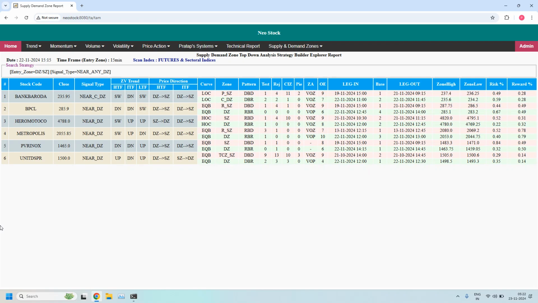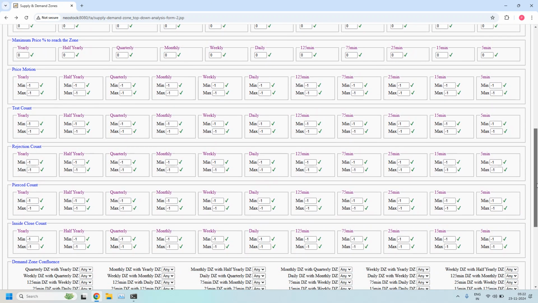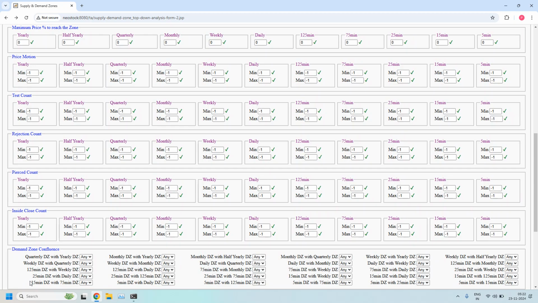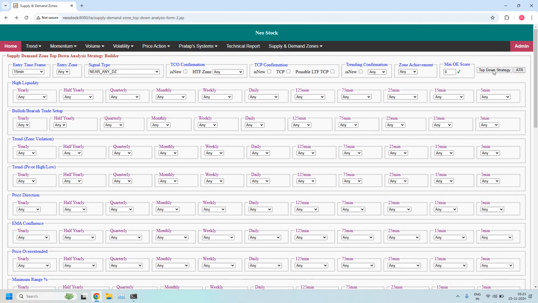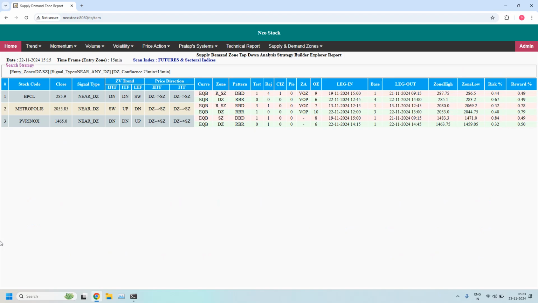Out of these 6, how many are having ITF demand zone confluence? That is 15 minutes and 75 minutes demand zone confluence. I am enabling that filter. With this filter, out of 6, we got 3. In all these 3 stocks, these 15 minutes demand zones are part of the 75 minutes demand zones.